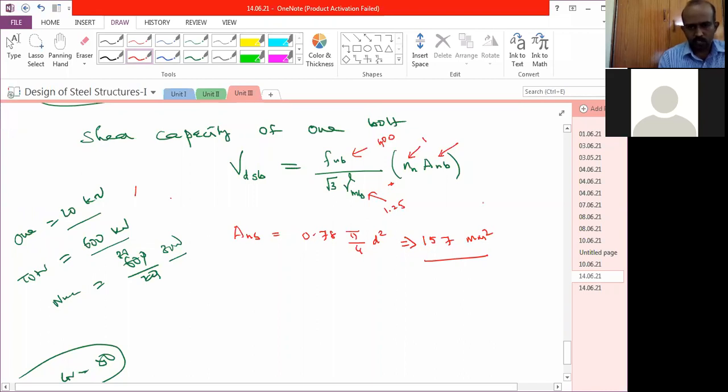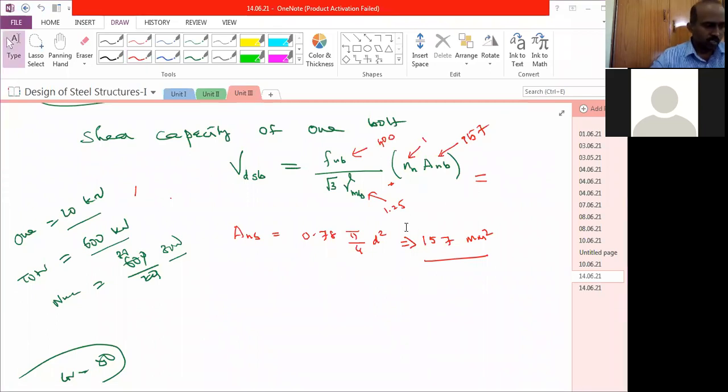Now we have to substitute here. Anb value is 157. Please tell me the Vdsp value. Calculate and tell me the shear capacity of the bolt. If you can calculate the shear capacity of the bolt, then you can calculate the number of bolts required. Then you can complete the design.